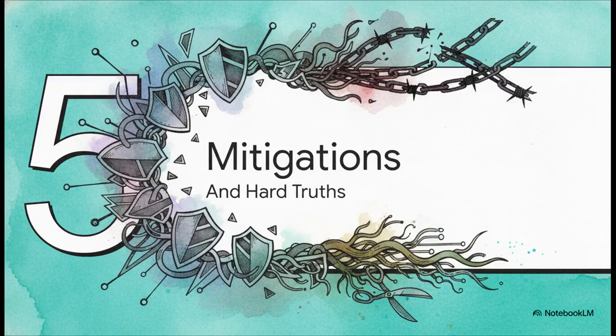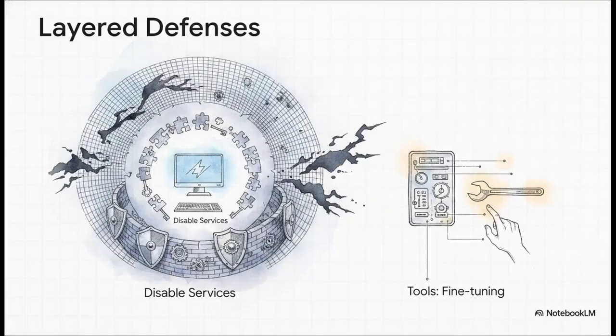All right, now that we've exposed the true depth of this tracking, let's dive into our final section, mitigations and hard truths. You definitely can fight back, but it takes layered defenses. First, in the registry, you can set Allow Telemetry to 0 and restrict text collection. Second, you can disable data collection services like DiagTrack and CDPS-VC by setting their registry start values to 4.